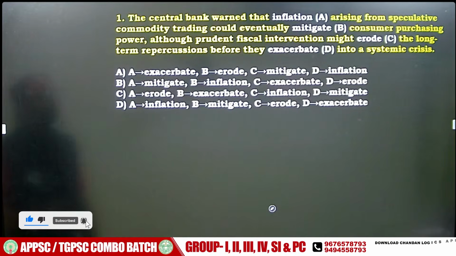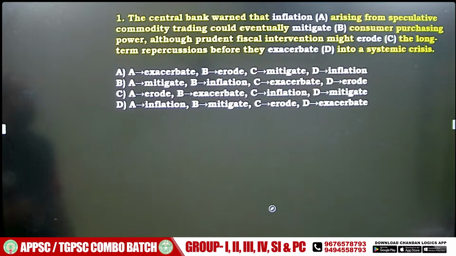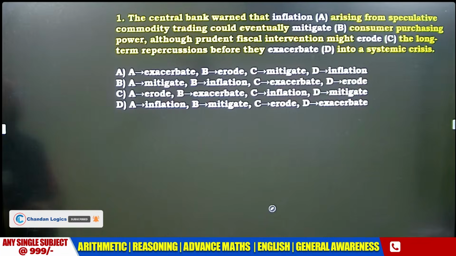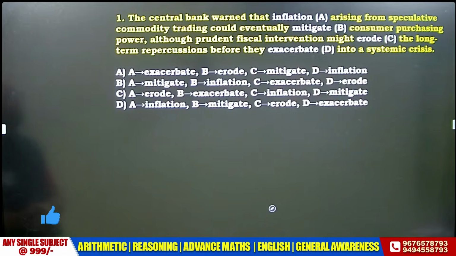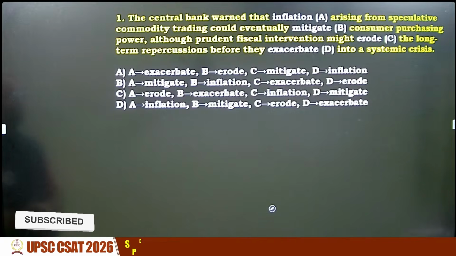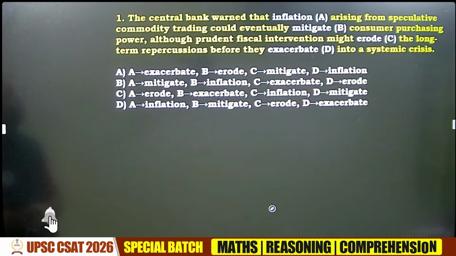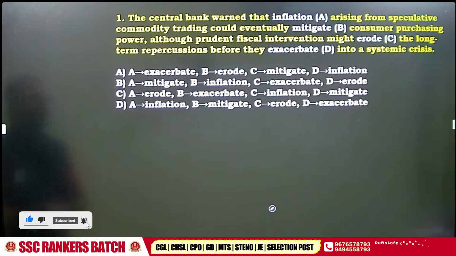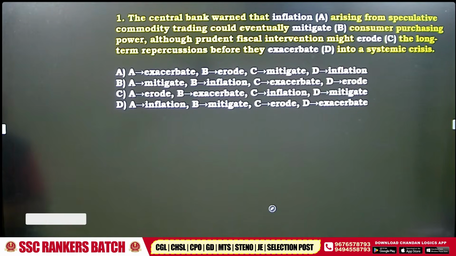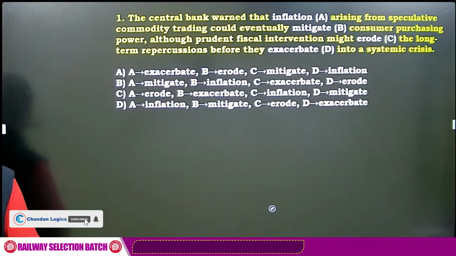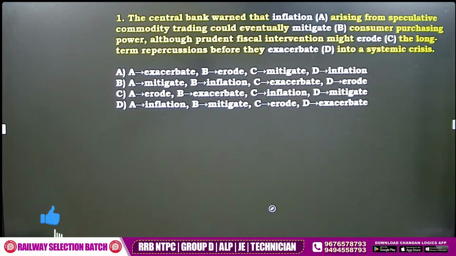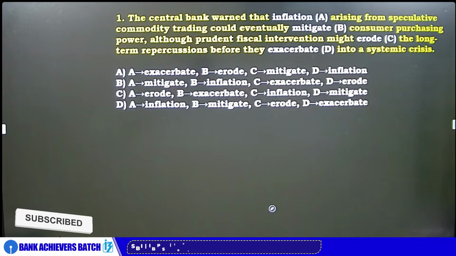The central bank warned that inflation arising from speculative commodity trading could eventually mitigate consumer purchasing power, although prudent fiscal intervention might erode the long-term repercussions before they exacerbate into a systematic crisis. So my dear friends, what do you think is the right order? Last 10 seconds, I'll be waiting for your answer.